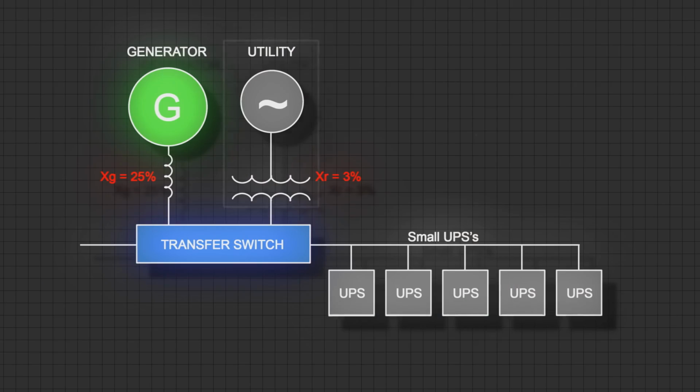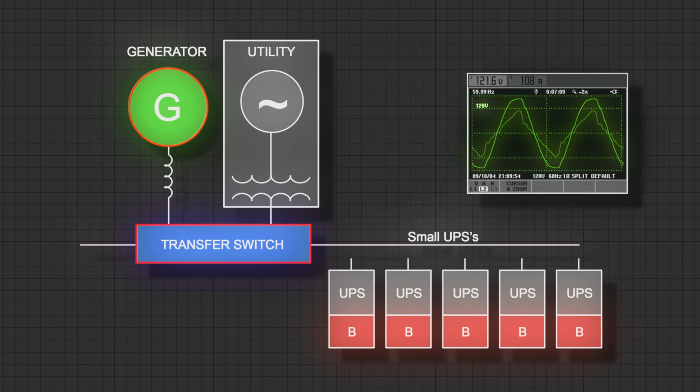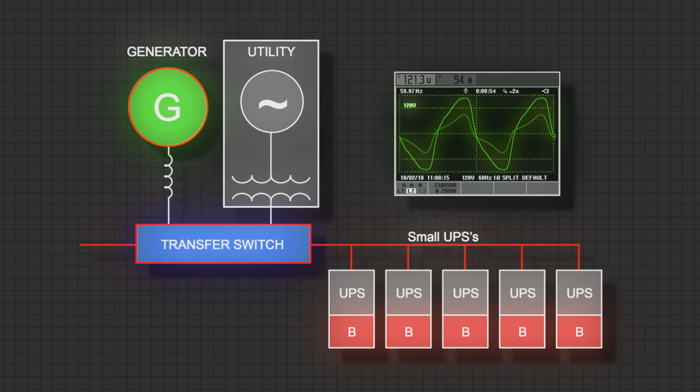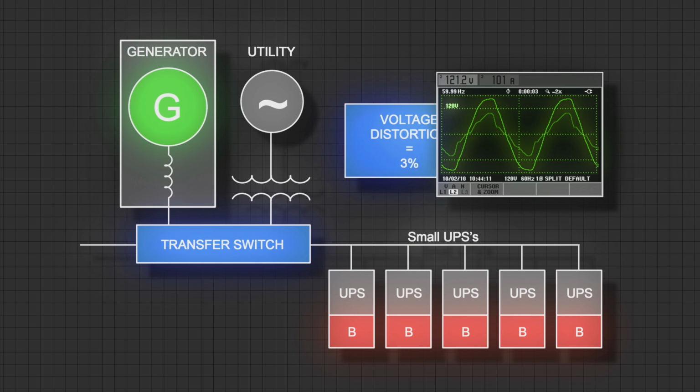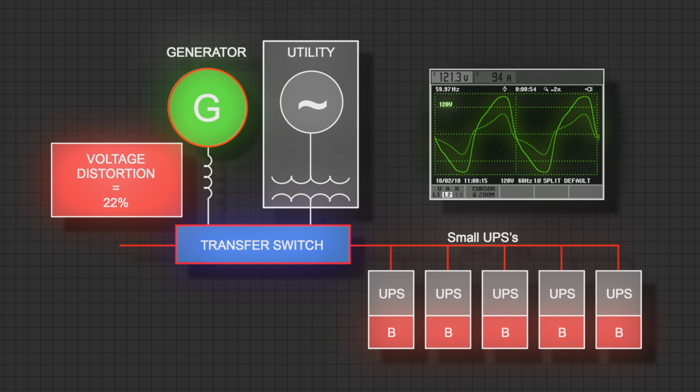When the power went out and the generator came on, the UPSs went back to normal, but they began to recharge the batteries and created a lot of harmonic current distortion. The voltage distortion on the 120 volt UPSs went from 3% distortion on the utility source to nearly 22% distortion on the generator. Wow, isn't that high for voltage distortion?